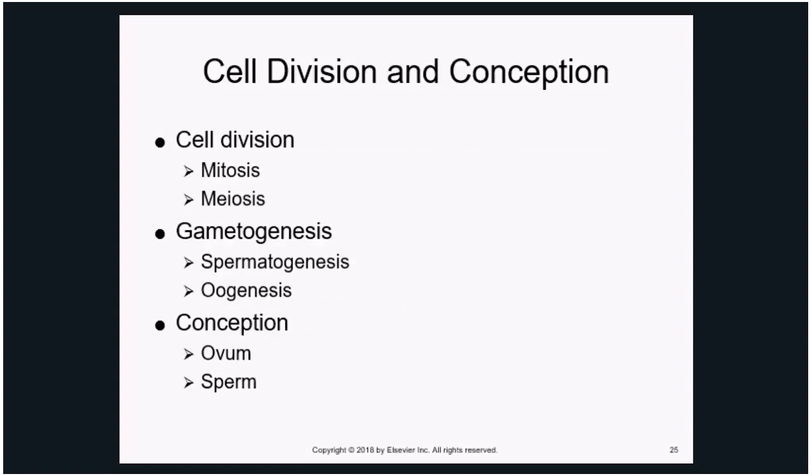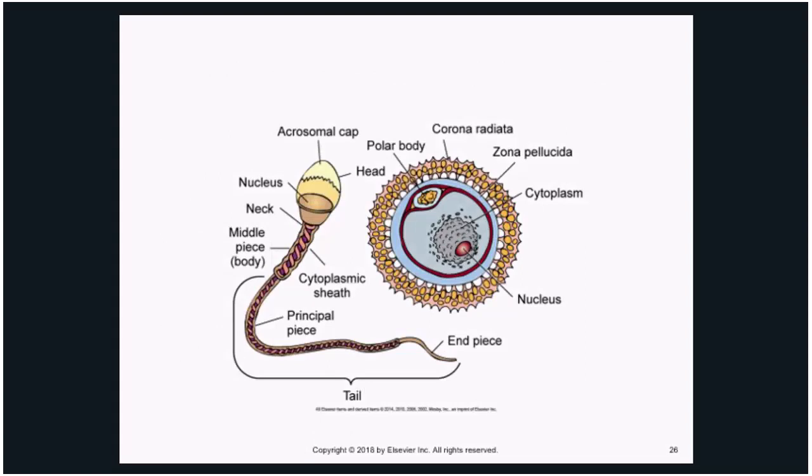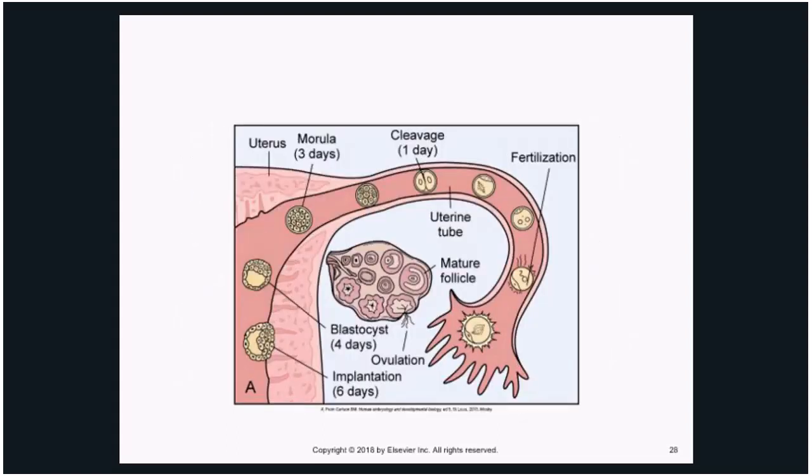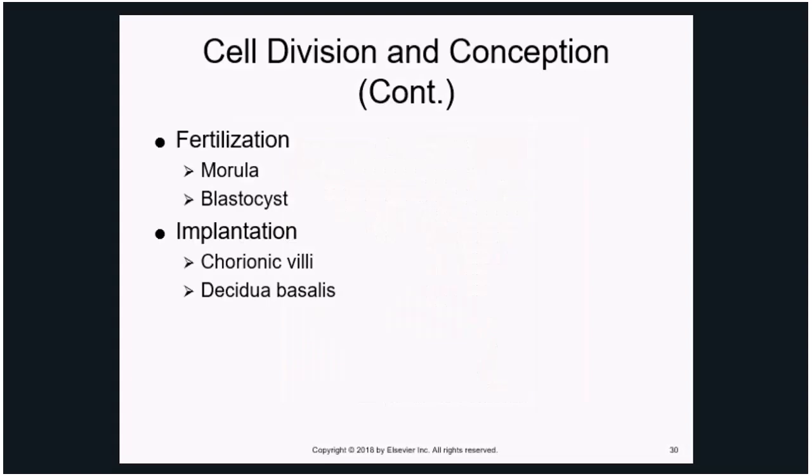Cell division and conception: cell division, mitosis, meiosis, gametogenesis, spermatogenesis, oogenesis, conception, ovum, and sperm. It's a picture of the sperm and the ovum. Cell division and conception: fertilization, implantation.